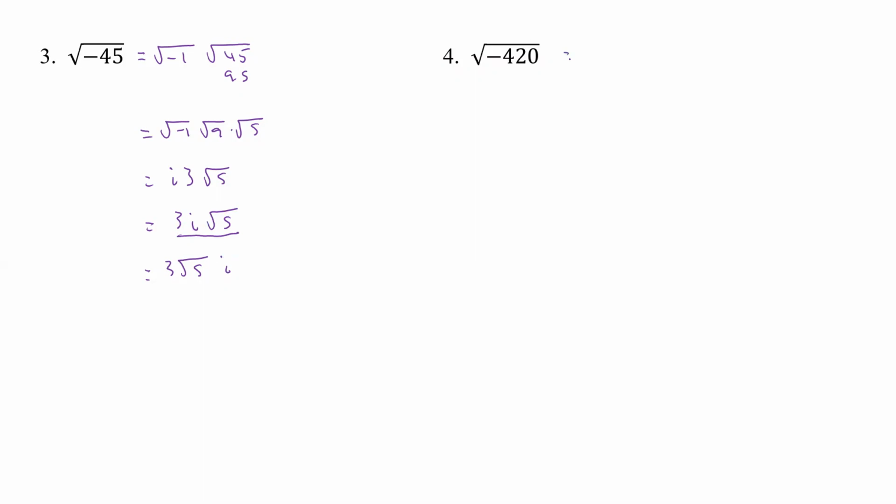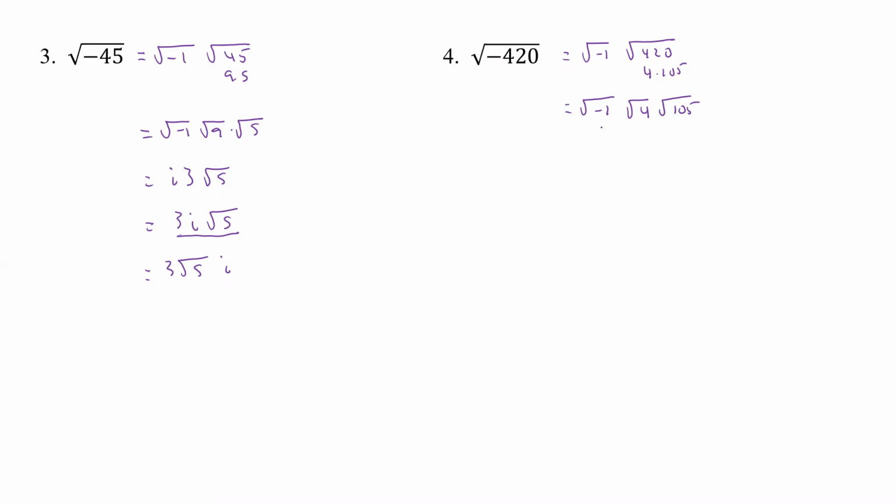All right, so how about this one? Well, again, that's going to be square root of -1 times the square root of 420. Well, what is 420? Well, if we divide that by 2, that's 210. Divide it by 2 again, that's 105. So that's 4 times 105. 105, 5 is 21. I think that's as far as we can go.